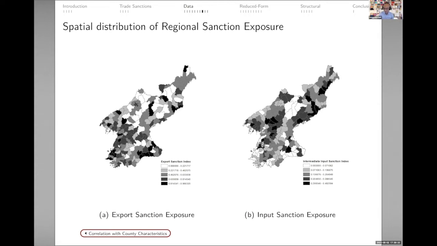Second is the correlation between the export sanction and the intermediate input sanction is actually quite low. It's about, in numbers, -0.1. We also don't see a high level of correlation just based on this map. So that's going to help us separately try to identify the impact of these different sanctions on North Korea's economy.